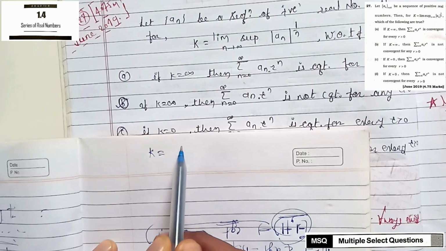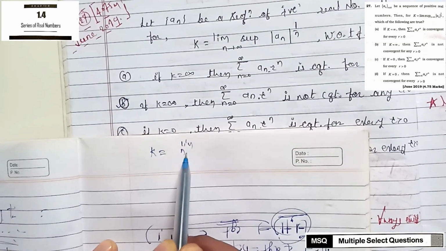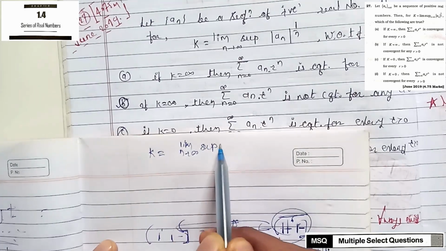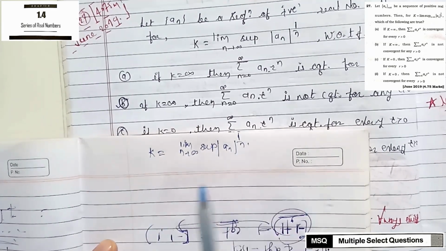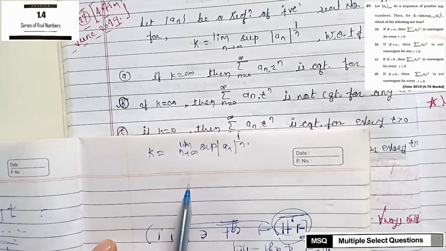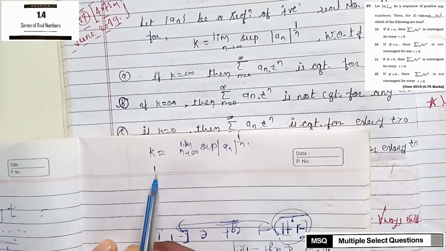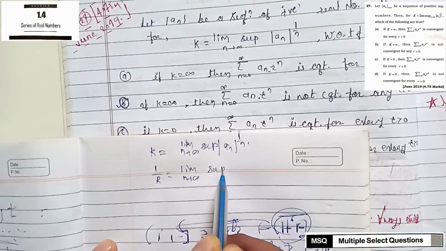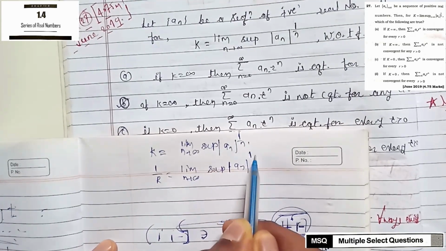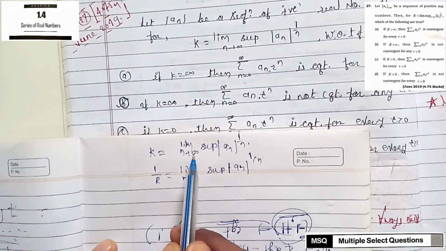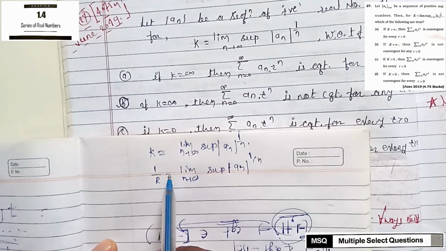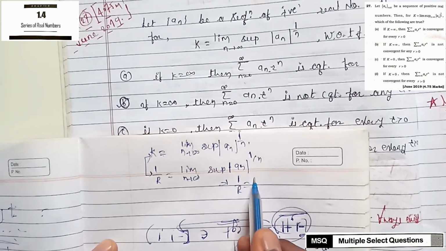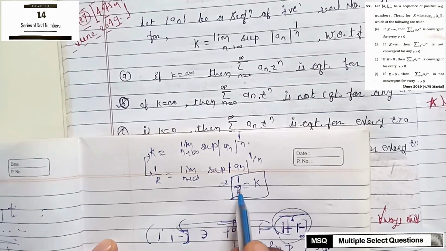It is the limit as n tends to infinity of the supremum of |a_n| raised to 1 by n. And this is exactly the Cauchy-Hadamard formula. The Cauchy-Hadamard formula says that 1 upon r is the limit as n tends to infinity of the supremum of |a_n| raised to 1 by n. Compare this formula with the given data. So we write 1 upon r is equal to k. The value for k I got here is 1 upon r.